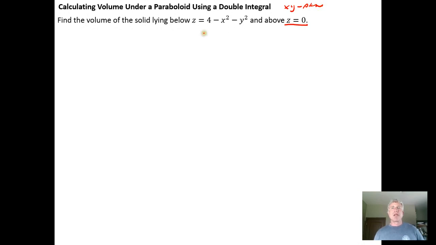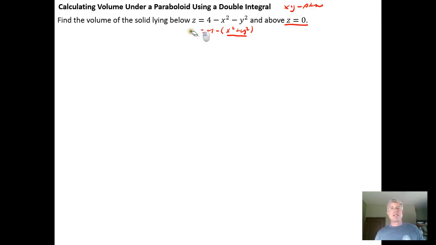And then what I want to recognize is that I can write this as z equals 4 minus parentheses x squared plus y squared. So that x squared plus y squared is giving me a paraboloid. The negation on it makes that a paraboloid opening downwards. And the plus 4 means it's been shifted up 4 units. So I have a downward opening paraboloid. I want the volume between it and the xy plane.